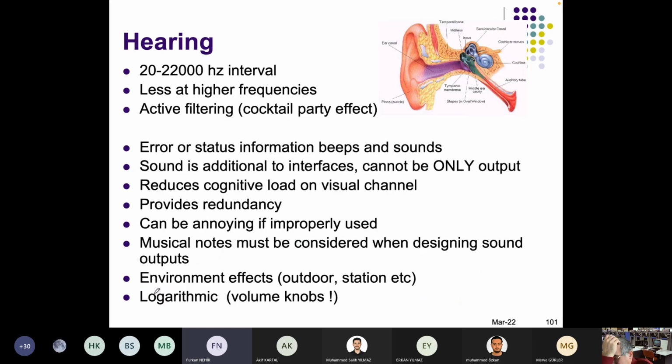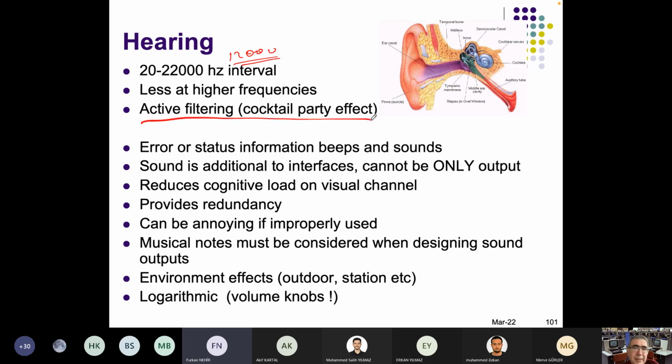Okay, so much for the vision. We have a few things for hearing and touch, although we can talk about more. We have a certain interval for the hearing, but actually for most people it is up to 12,000. And the hearing ability is diminishing at higher frequencies. And we have an active filtering effect, the cocktail party effect, for the ears.